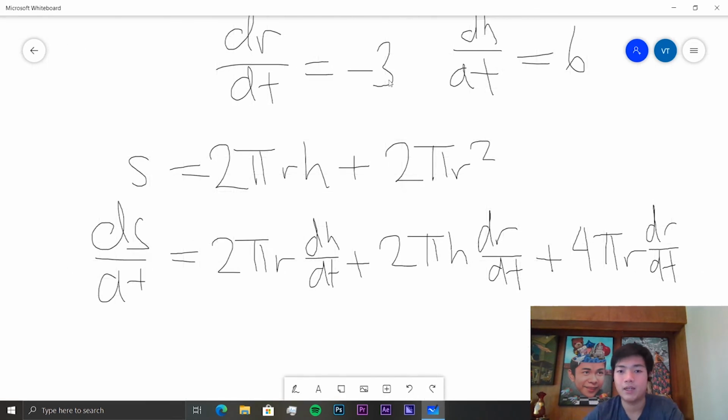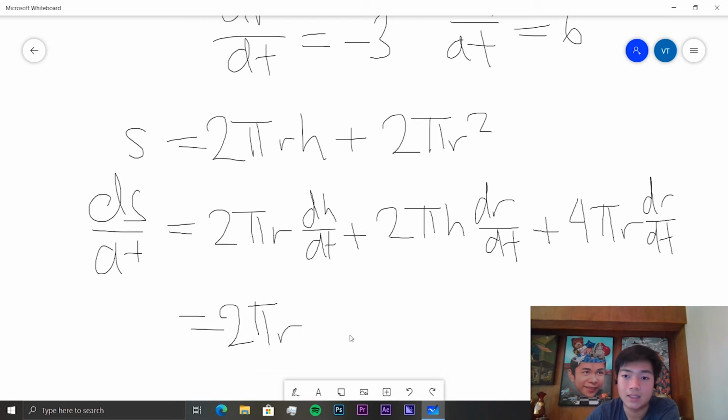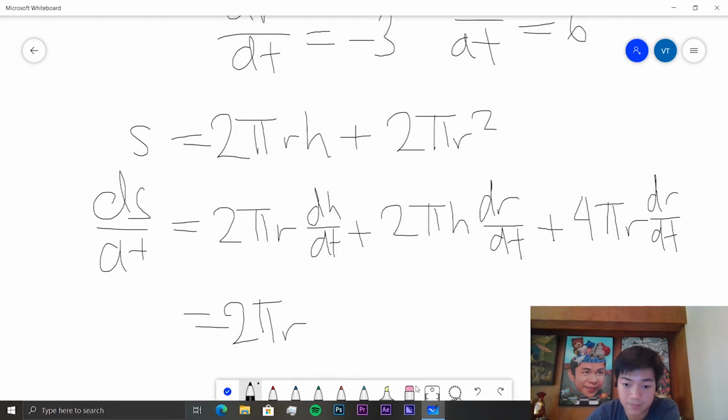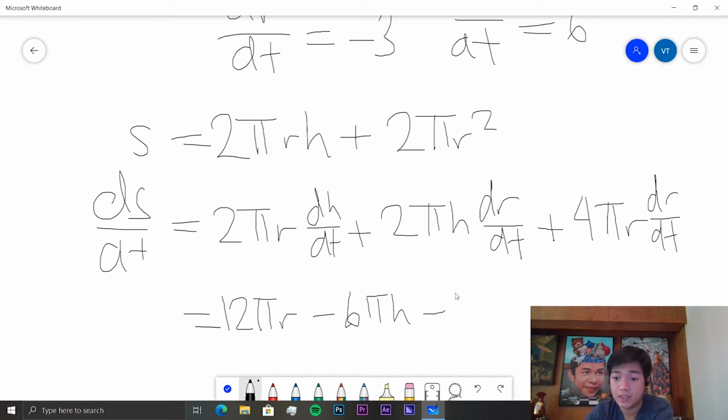So we know that the radius is decreasing at -3 and the height is increasing at 6. So we have 2 pi r, dh over dt is 6, so this would be 12 pi r. Dr over dt is -3, so this would be -6 pi h plus 4 pi r times dr over dt, so this would be -12 pi r. No, that doesn't seem right.